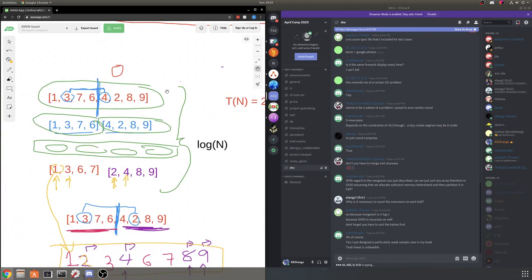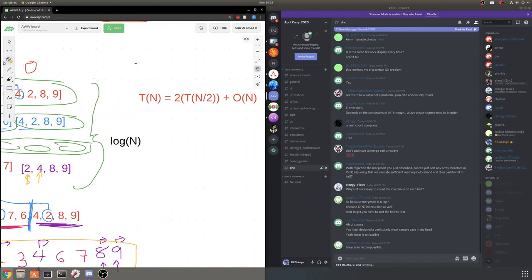I prefer to think of it in this kind of geometric way, where the first layer requires you to do order n work. This is size n. The next layer requires you to do two sets of size n on 2 work. That's n on 2.